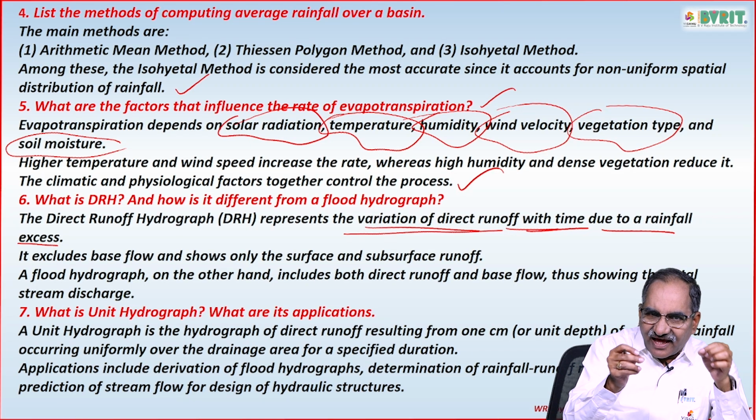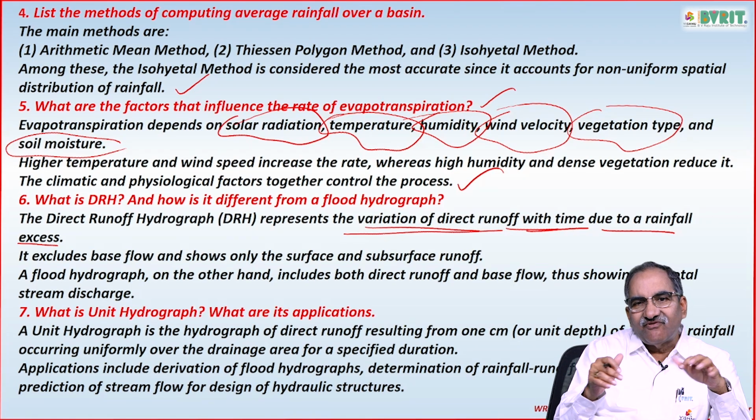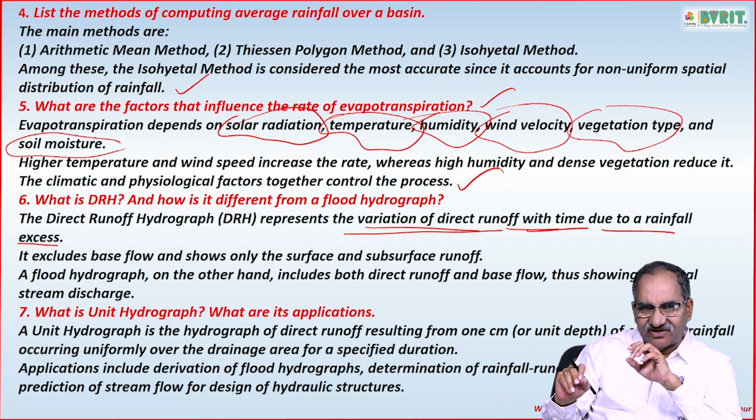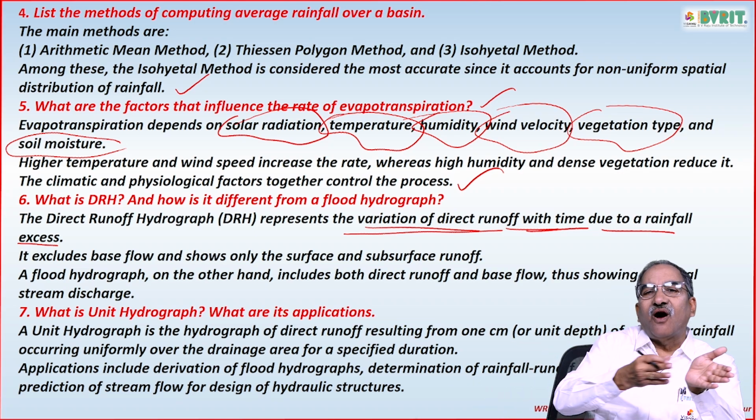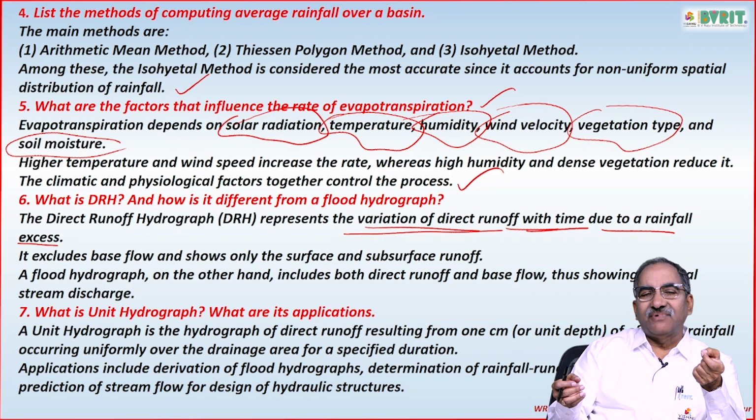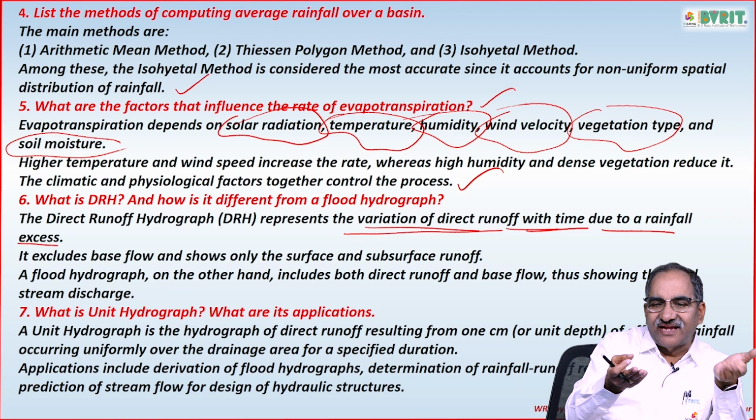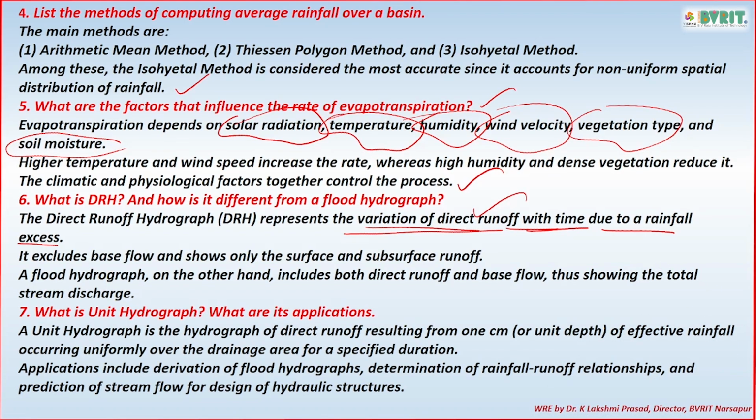For a rainfall excess, excess means what? Already, whatever the rainfall, some of it has gone into infiltration. So whatever is remaining, flowing on the surface of the ground and just below the surface of the ground, that is what we call direct runoff. So if you plot the direct runoff versus time, we call it the direct runoff hydrograph. It excludes the base flow and shows only surface and subsurface runoff.